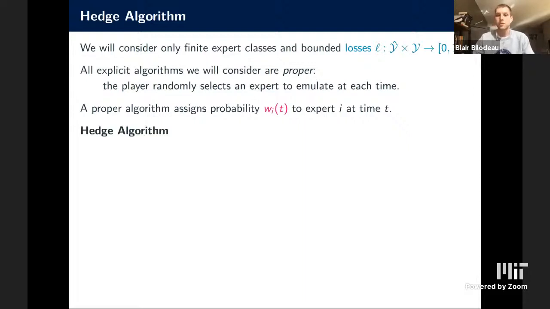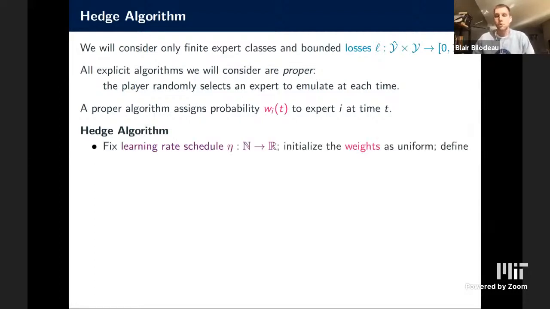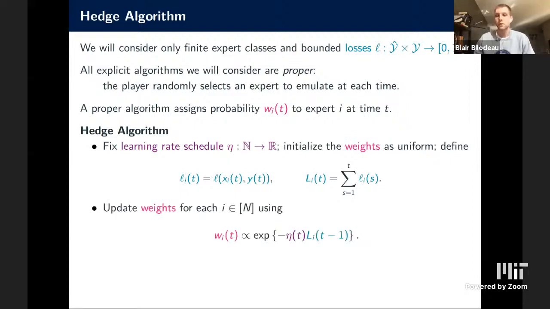So now let me describe hedge, which I'm going to do by describing how it chooses what this weight distribution W is. So it's going to be parameterized by a learning rate schedule, so just a sequence of learning rates it's going to use at each round. And let's initialize the weights to a uniform over the experts. A bit of notation, the loss of the ith expert at round t is this little l of i, and then the cumulative loss that that expert has incurred over the first t rounds is a capital L. So then the weight update rule for hedge is this exponential update rule here.